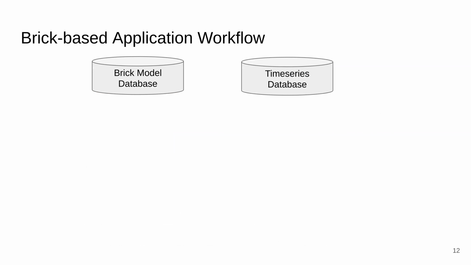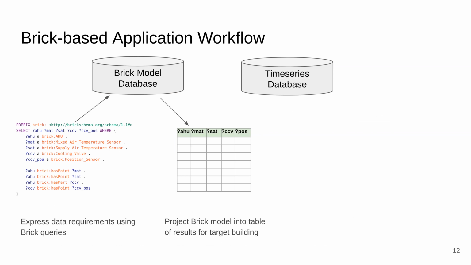And so the way that you would use this to build an application is you have two databases. They may be the same physical database, but it's useful to think of them as two logical databases. The Brick model database, which contains the metadata representation of the building, that's the graph, and the time series database, which stores all of the telemetry. And what happens is when you're writing an application, you express the data requirements of that application using a SPARQL query. And SPARQL is the standard RDF query language for those types of directed graphs.